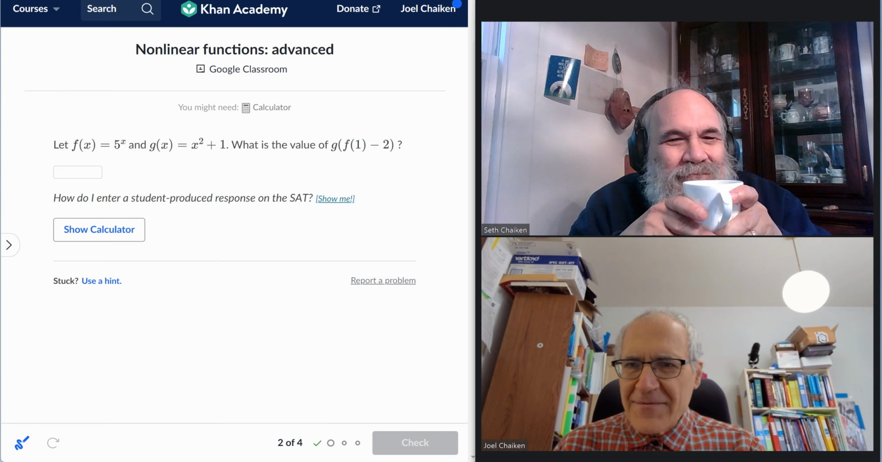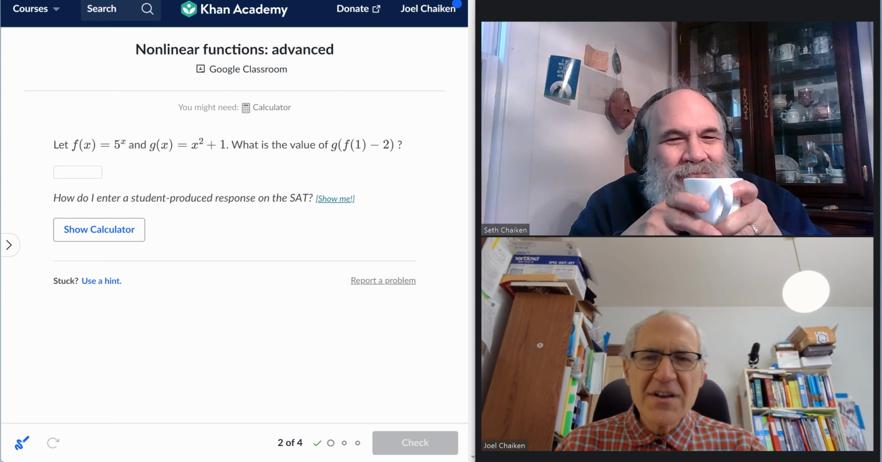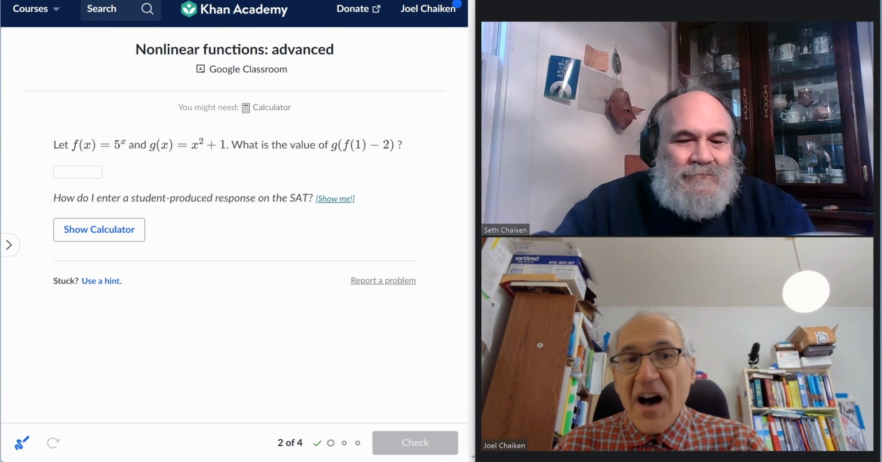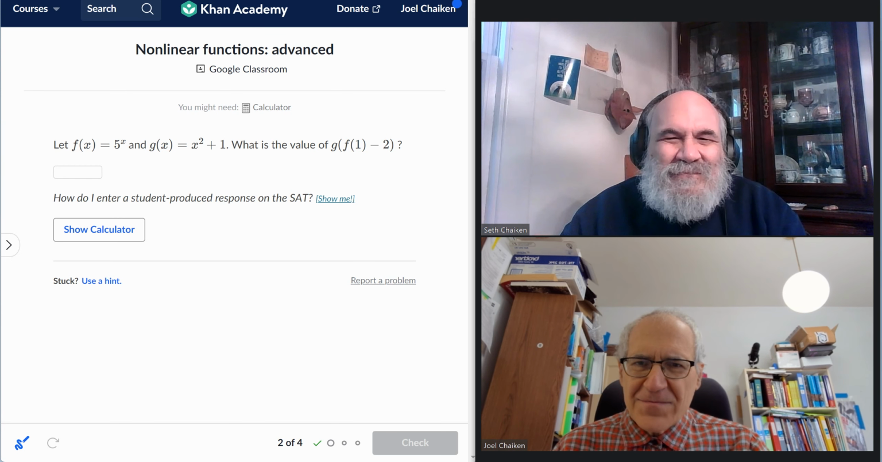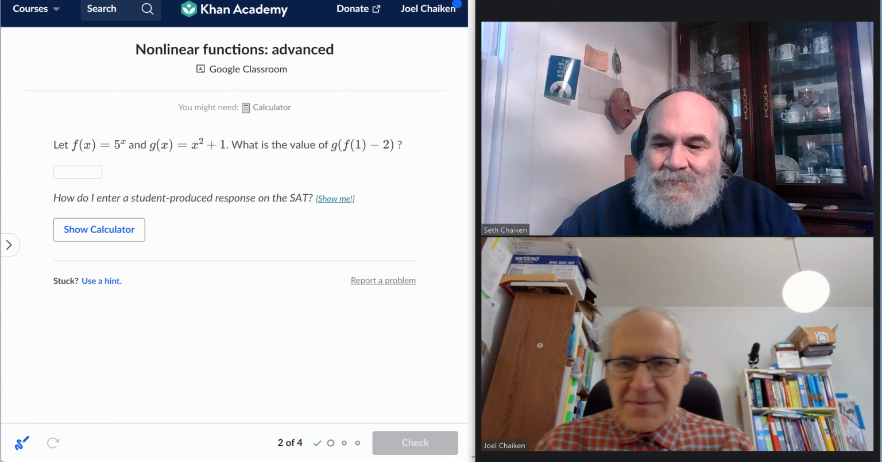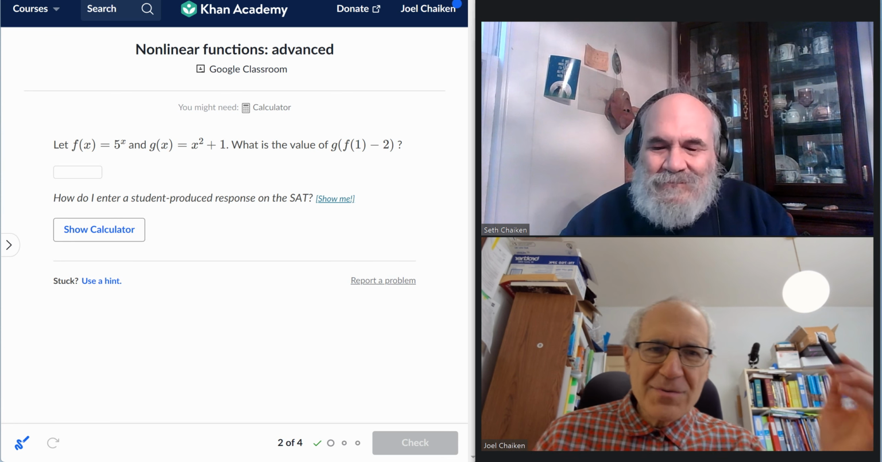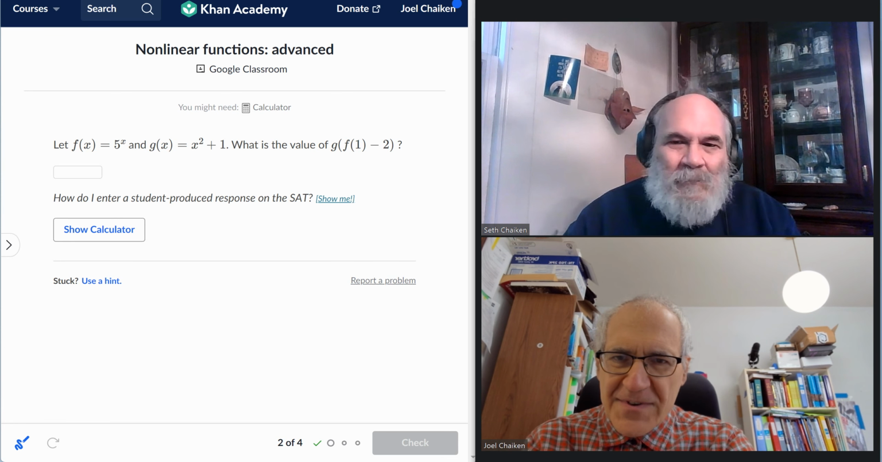Okay, so you have f of x is 5 to the x power, and g of x is x squared plus 1. What is the value of g of f of 1 minus 2? So there may be a fancy way to do this, but it may make sense just to do it as straight arrow. You would first have to evaluate.